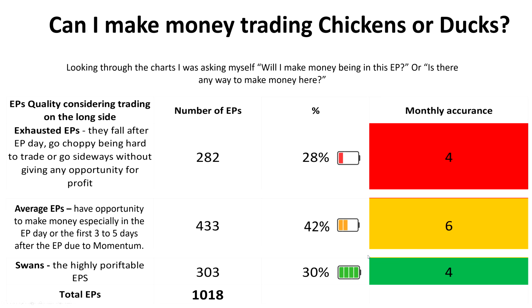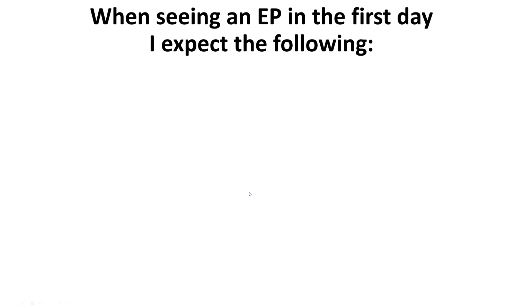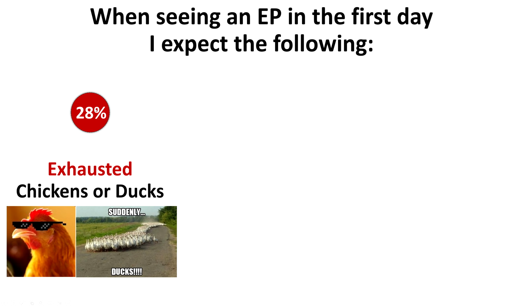Okay, knowing this and asking this question, I restructured the data in a new way, and this new way looks like this. Now, when seeing an EP on the first day, say tomorrow you will see the earnings season, and there will be a stock up 7% or more in pre-market. This is what you could expect. In 28% of the cases, this is an exhausted EP, chicken or duck. So whatever happens later, it will go up and down or sideways, but most likely it's an exhausted chicken or duck.